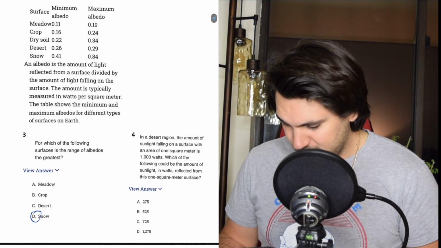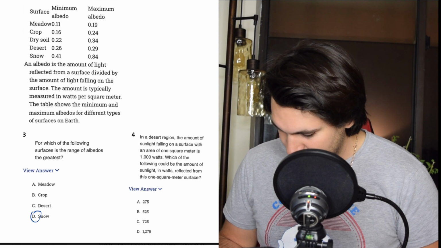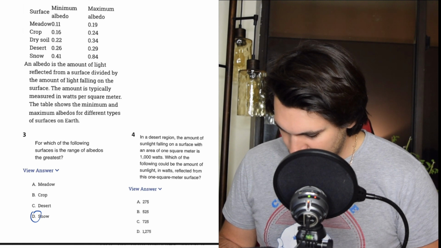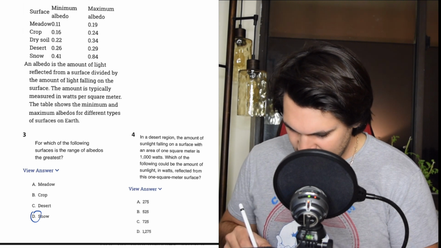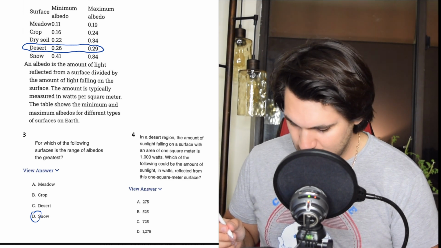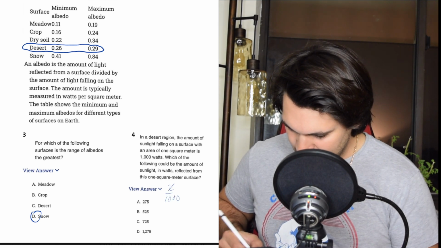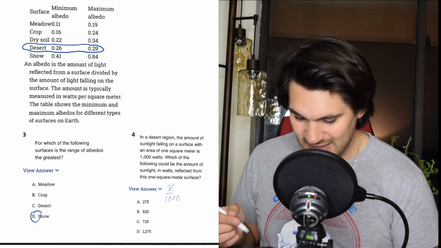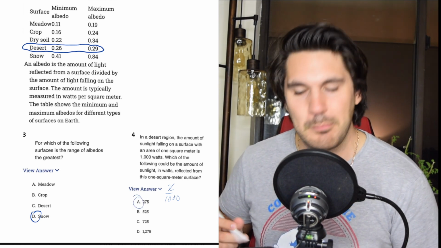Number 4. In a desert region, the total amount of sunlight falling on a surface with an area of 1 square meter is 1,000 watts. Which of the following would be the amount of sunlight in watts reflected from this 1 square meter surface? So we're looking at the desert region, over here, where the albedo has to be between 0.26 and 0.29. So when we divide x, the value we're looking for, by 1,000, this needs to be between 0.26 and 0.29, and the only one that clearly does this is answer choice A, so that is the one I am picking.